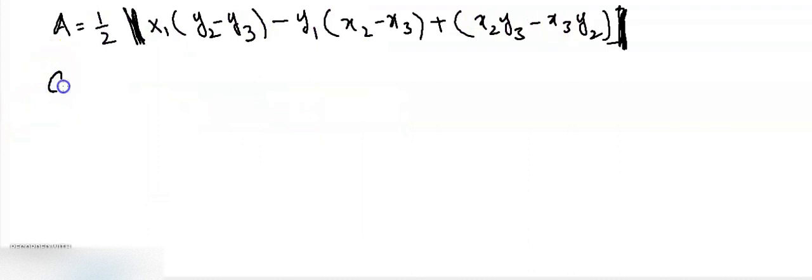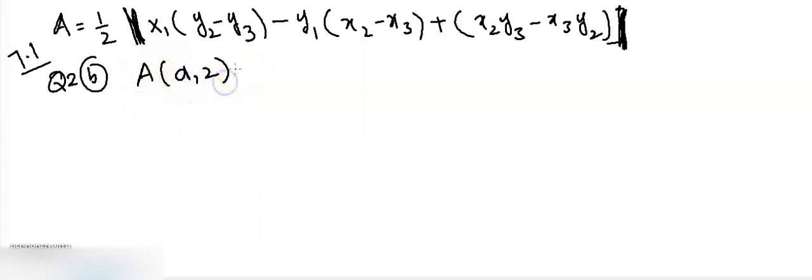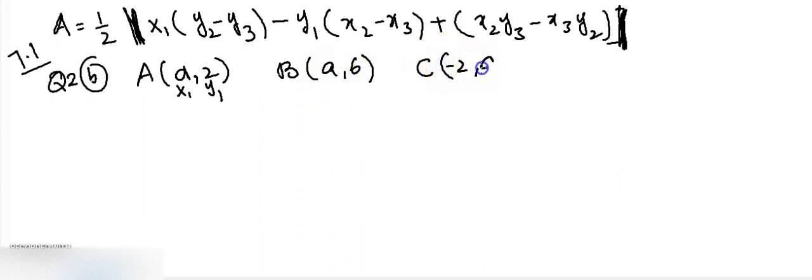So let's consider question 2 and its B part from 7.1. We are given 3 points. For example, A is the point a comma 2. I'll call this x1 y1, and then I have B, which is a comma 6, and C is minus 2 comma a. So let me label them. This is my x1 y1, this is my x2 y2, and this is my x3 y3.